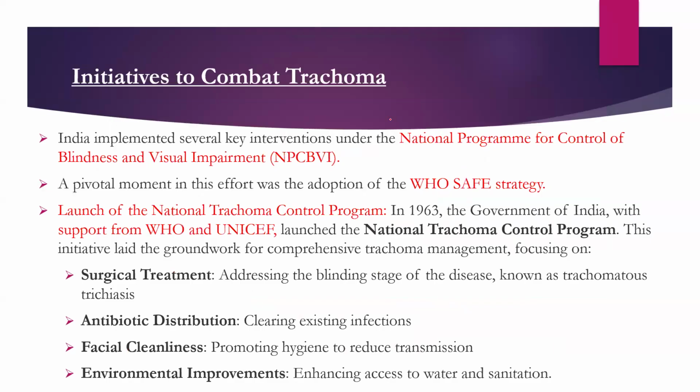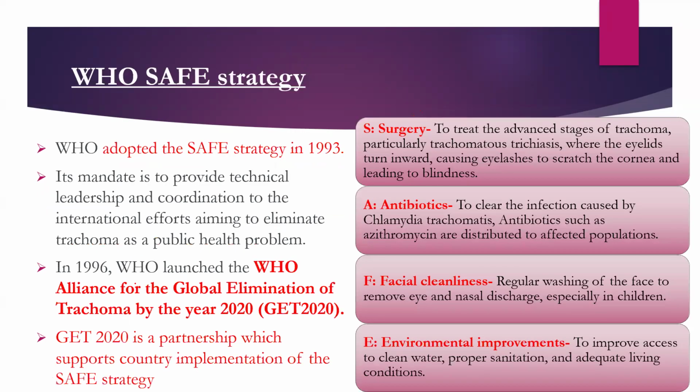So what are the initiatives here? One is a national program, and the most important is the adoption of something known as the SAFE strategy of WHO. If it is asked, it corresponds to the main disease, trachoma. So here: adoption of the WHO SAFE strategy, and finally the project itself, the National Trachoma Control Program, with support of WHO and UNICEF. Now, when we talk about the SAFE strategy of WHO, what does it mean? We are talking about surgery, antibiotics, facial cleanliness, and environmental improvement. This is what we focus on when we talk about SAFE. Fine. I hope this is clear.